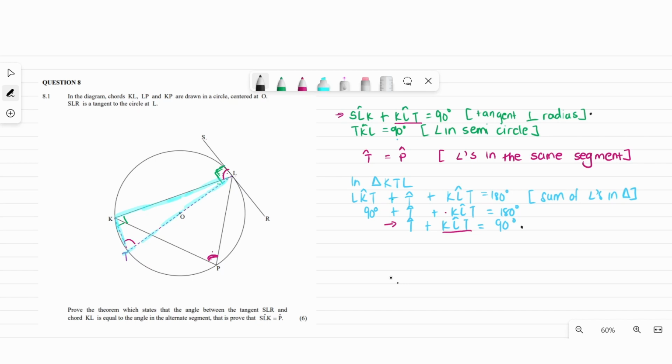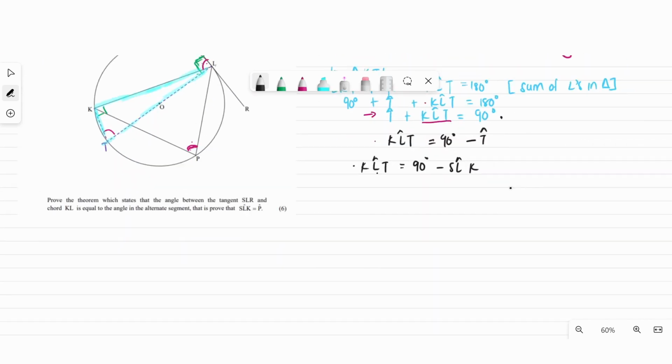So if I take the T to the other side, KLT is going to be equal to 90 degrees minus T. Then taking this one, we're going to say KLT. If I take the SLK to the other side, it is going to be equal to 90 degrees minus SLK. Since we have KLT here and KLT, we can equate them together. So it's going to be 90 degrees minus T is equal to 90 degrees minus SLK. The 90s are going to cancel out, so you're left with negative T is equal to negative SLK, which is the same as angle T equals SLK.